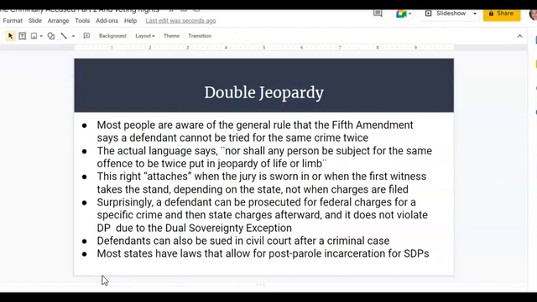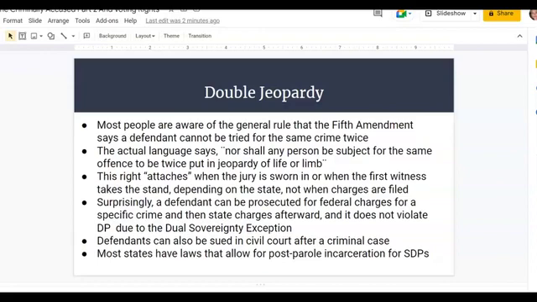So, one thing a lot of people don't know is that this right attaches, and by attaches I mean it becomes a reality. It is activated, so to speak. This right attaches either when the jury is sworn in or when the first witness takes the stand in a trial, depending upon what state you're in. It is not sparked by charges being filed.